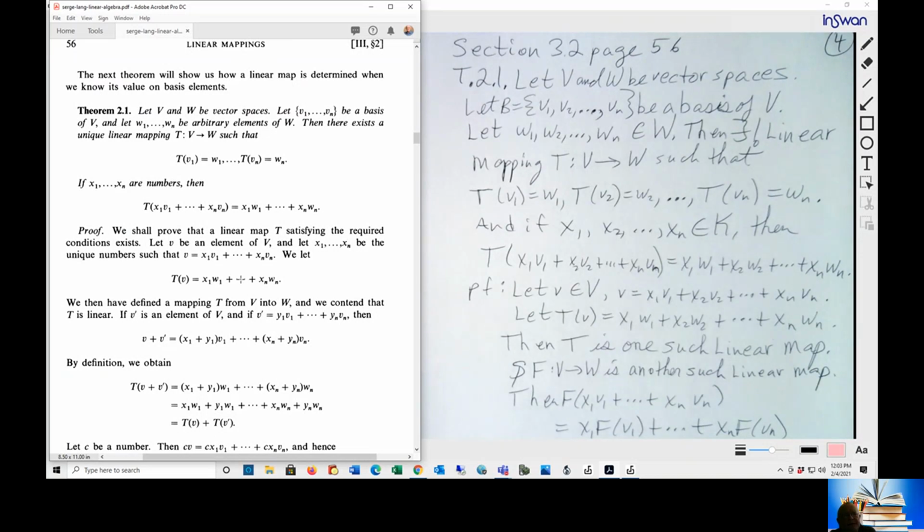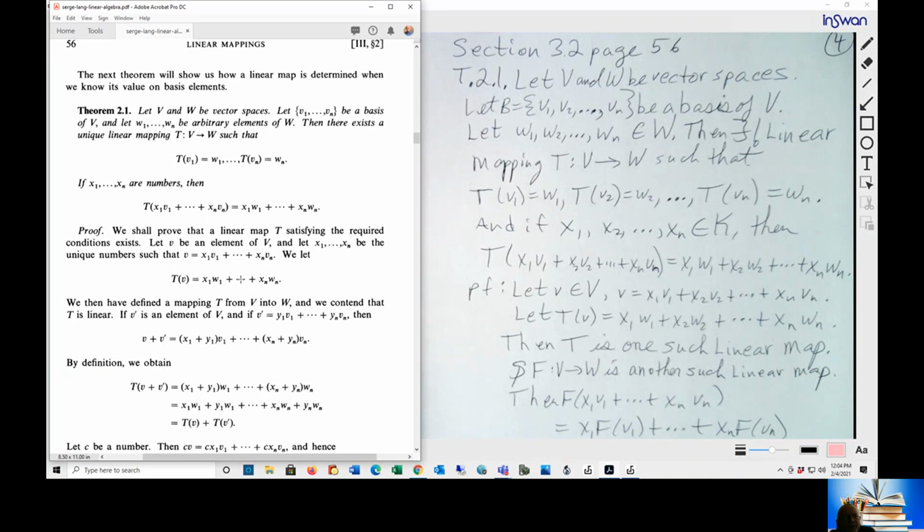Theorem 2.1, page 56. Let V and W be two vector spaces, and let B equal v1 through v sub n be a given basis for V. And then let w1 through wn be any arbitrary vectors in W. Then there exists a unique linear mapping, we're going to call it T now, going from V to W, so that T of v1 equals w1, T of v2 equals w2, dot dot dot, all the way out to T of v sub n equals w sub n.